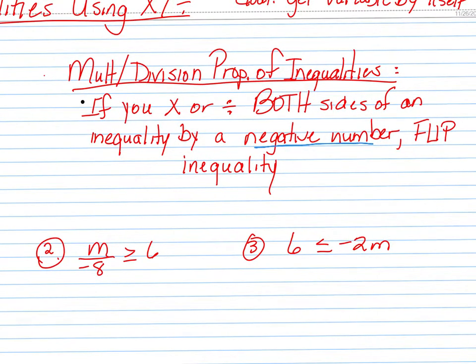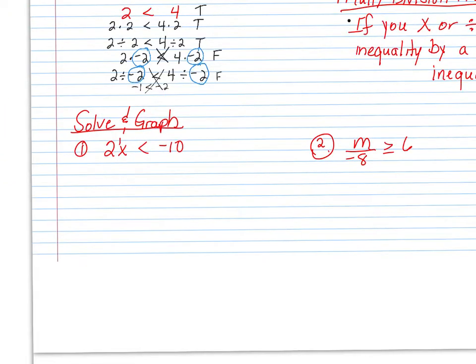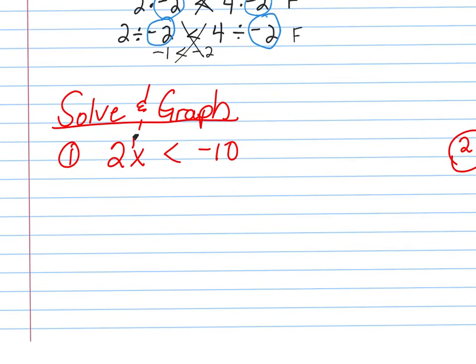Yep, write that down. We are going to solve and graph number 1, and it says 2x is less than negative 10. 2x is less than negative 10. Is there anything I can simplify? No. What are they doing to 2 and x?